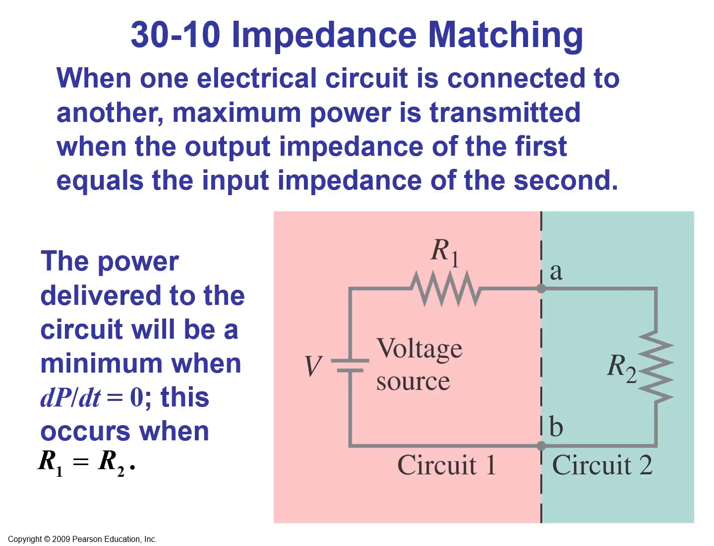Section 10. Impedance matching. When an electrical circuit is connected to another, maximum power is transmitted when the output impedance of the first equals the input impedance of the second. The power delivered to the circuit will be a maximum when the derivative of power over time, dP over dt, is equal to 0. This occurs when the total resistance in circuit 1 is equal to the total resistance in circuit 2. R1 equals R2.